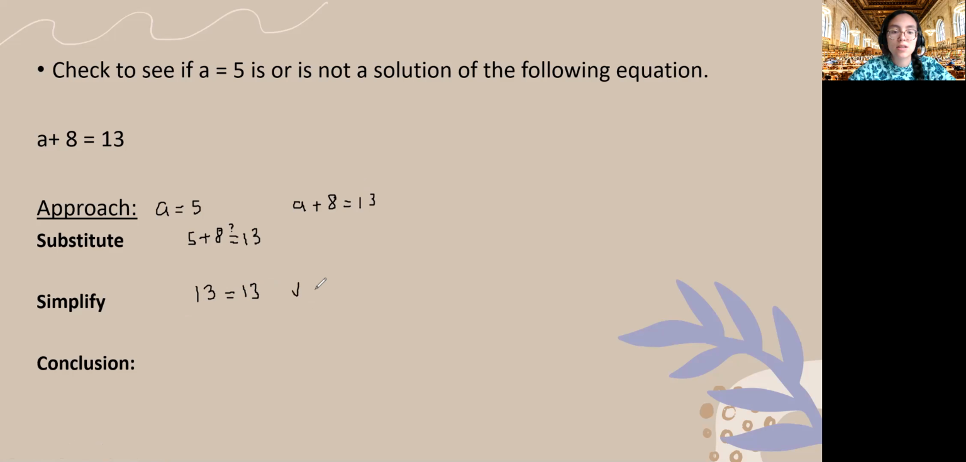So you write, true. So our conclusion is a is equal to 5 is a solution for our equation a plus 8 is equal to 13.